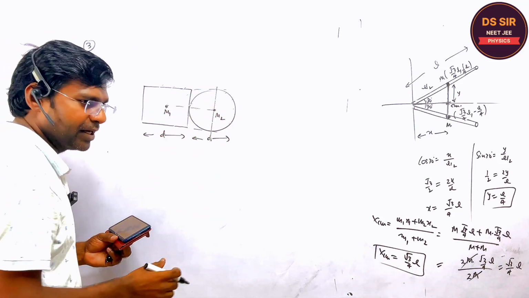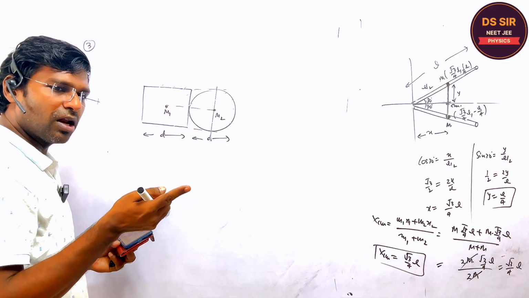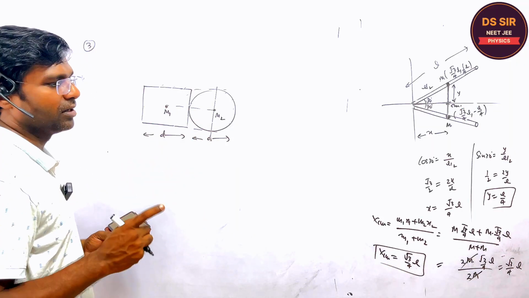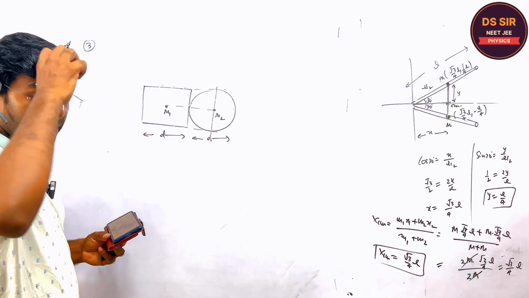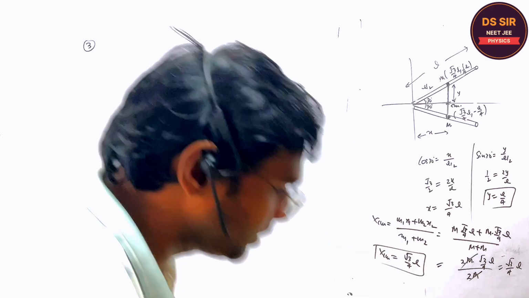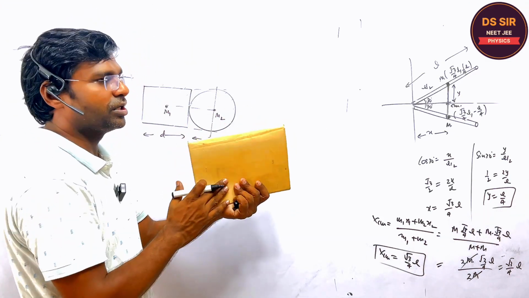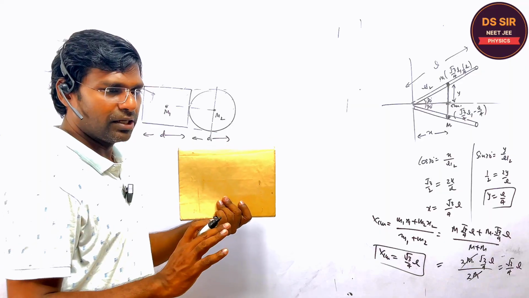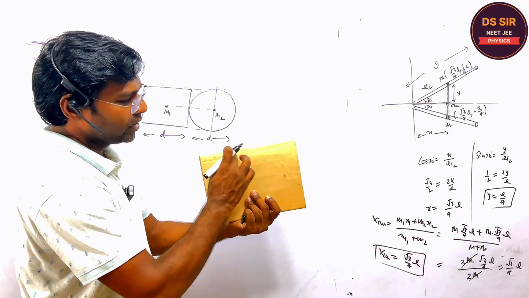The plates, the circular disc and the square, are made from the same material. Are you getting or not? Same material, same sheet. What does it mean? Suppose this is the sheet, right? This is the sheet. The mass is distributed over the surface. Are you getting? So the same sheet is used.